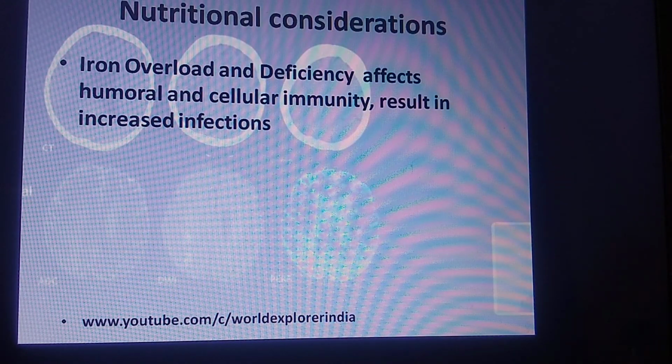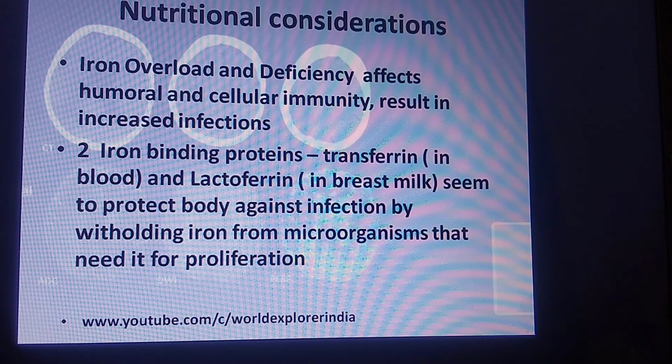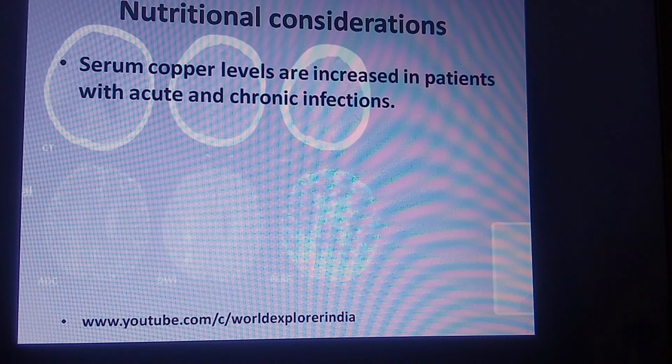Iron overload and deficiency affect humoral and cellular immunity, which results in increased infections. Two iron binding proteins, transferrin and lactoferrin, protect the body against infection by withholding iron from microorganisms. This iron would be used by the microorganisms for their proliferation. So transferrin and lactoferrin withhold the iron from microbes so that microbes cannot proliferate more in the body. Serum copper levels are increased in patients with acute and chronic infections.